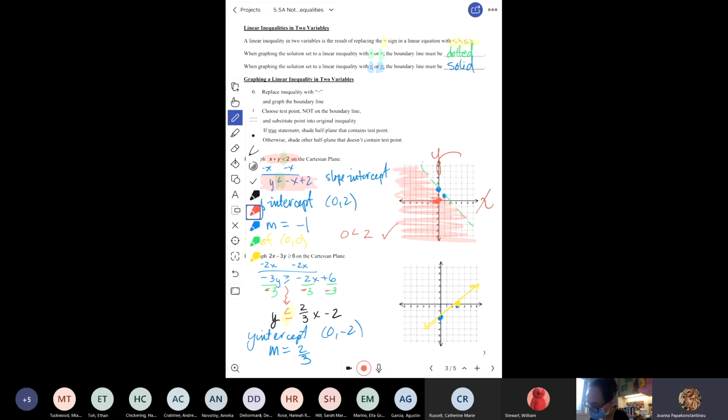Okay, we want to do the test point now. Okay. So test point, I'm going to test 0, 0 because it doesn't pass through it. So I get 0 is greater than or equal to 6. Is that true or false? That is false.